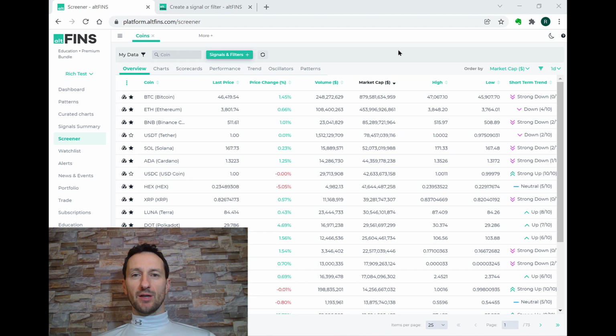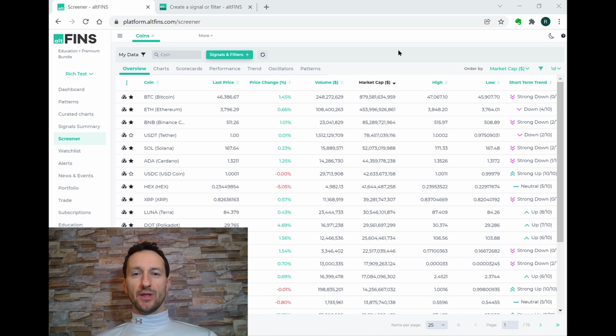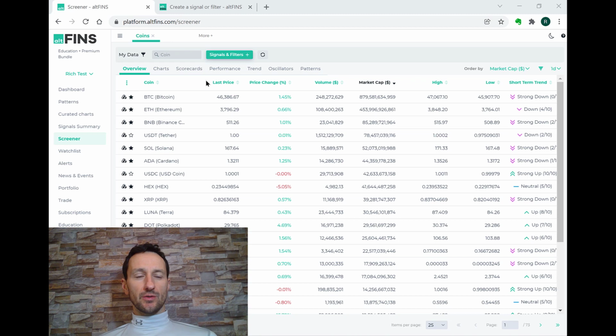Today I'm going to review a couple of trade setups, as well as show you another custom filter you can use to find coins that are in an uptrend but have pulled back recently but are still near their all-time high that was achieved recently. So let's get into it.